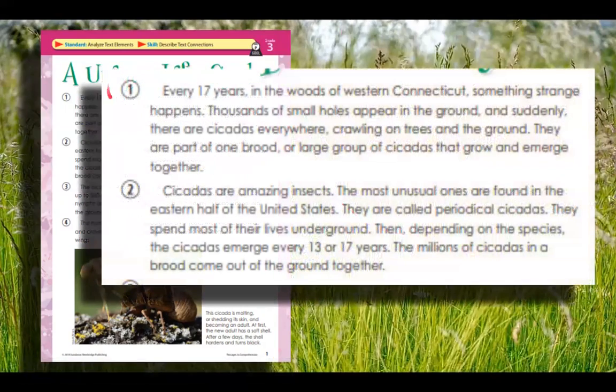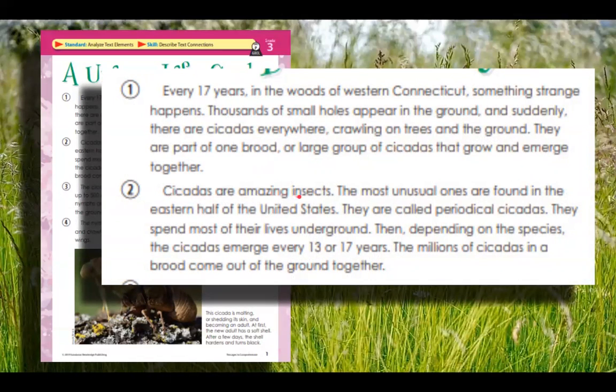All right, paragraph 1. Every 17 years, in the woods of western Connecticut, something strange happens. Thousands of small holes appear in the ground, and suddenly, there are cicadas everywhere. Crawling on trees and the ground, they are part of one broad or large group of cicadas that grow and emerge together. Emerge means like come out of the ground together. That's what emerge means, is like to come out.